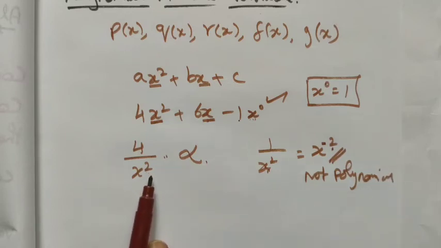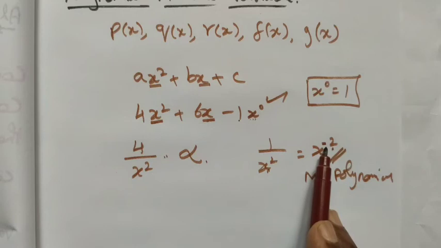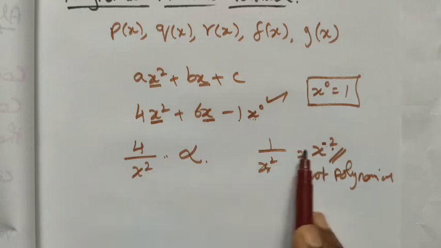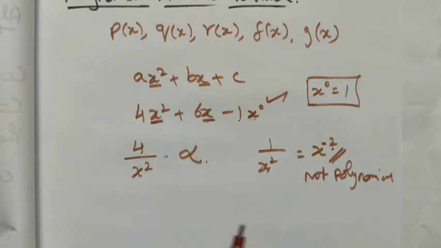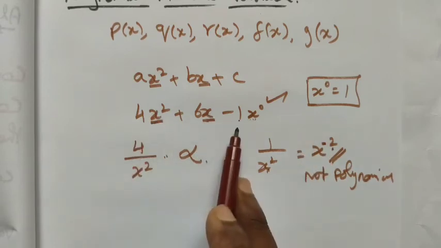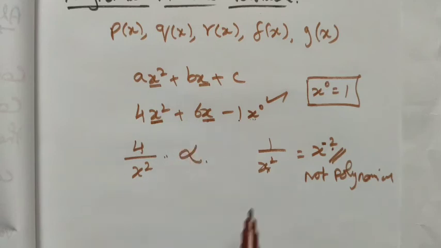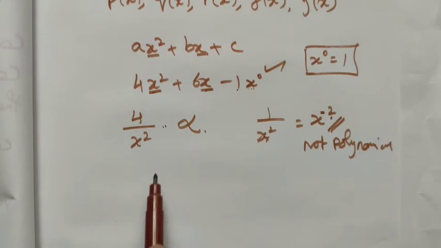So the first condition: the variable should not be in the denominator, and its power should be non-negative. Either this or this, it is a non-negative value. If the power has a negative value, the given algebraic expression is not a polynomial. If it is in the denominator, it is also not a polynomial.